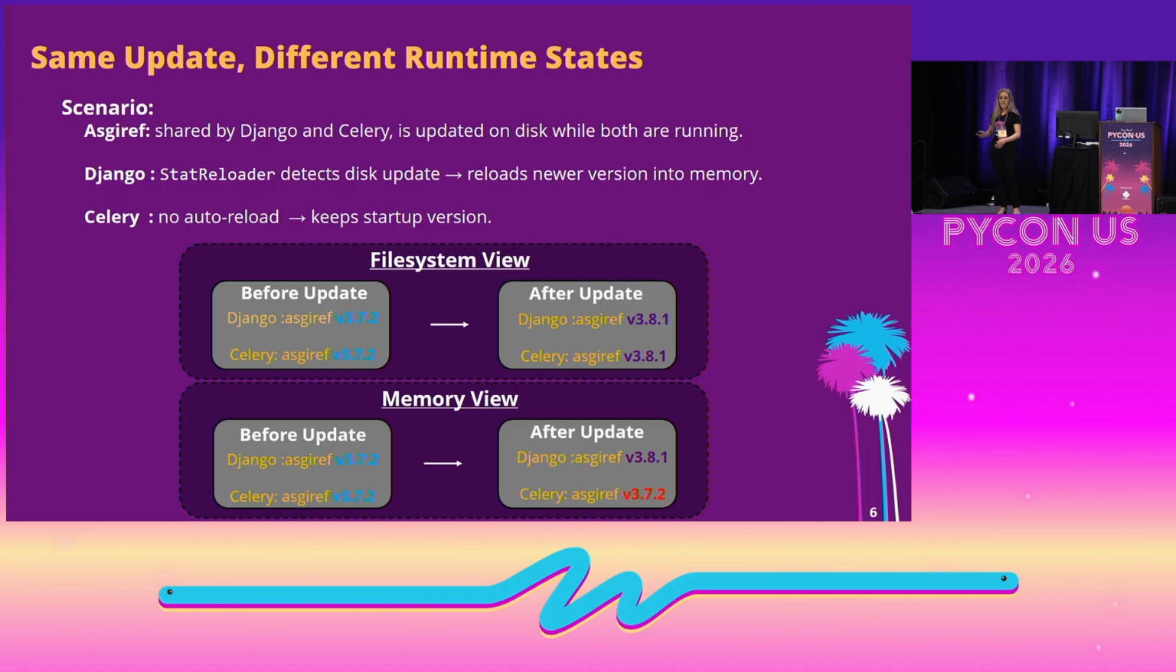Now Celery doesn't have this feature. It just keeps using the same version, the startup version. How can we trust the file system?